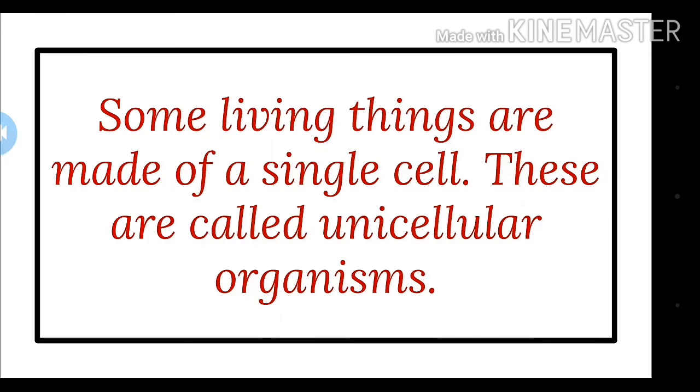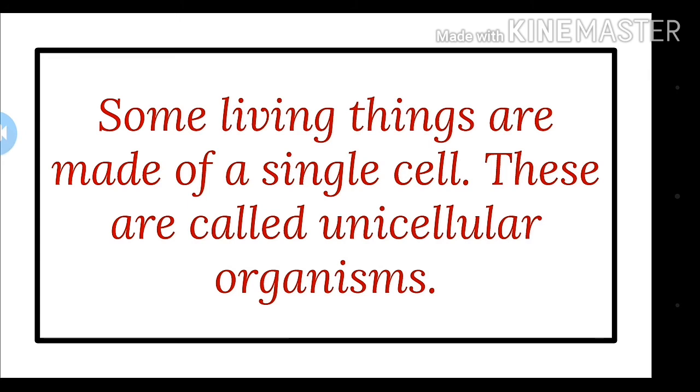First, some living things are made of a single cell. These are called unicellular organisms. This is the first term. Some living things are made of just a single cell, not all of them have many cells. These are called unicellular organisms, that is, one-cell organisms.